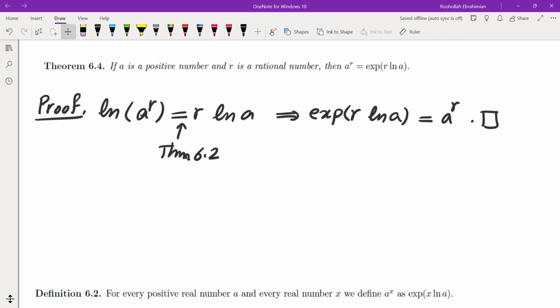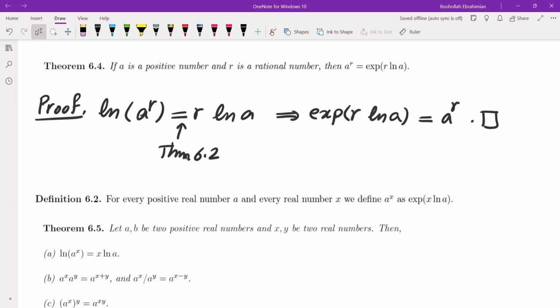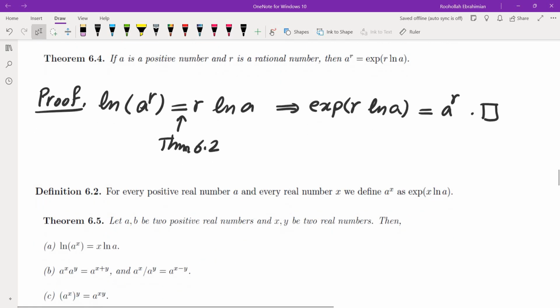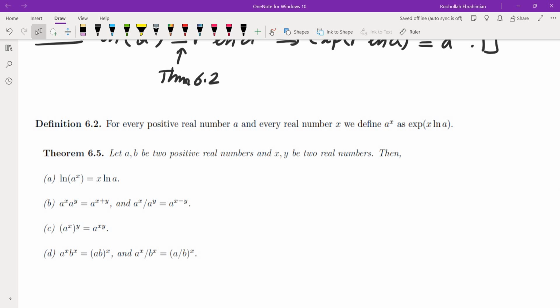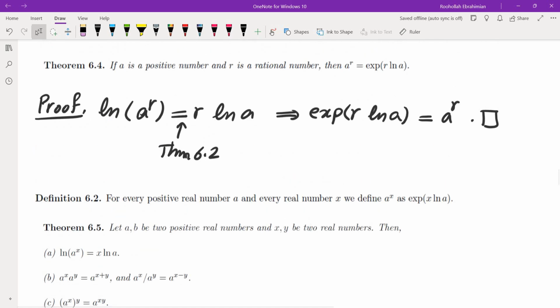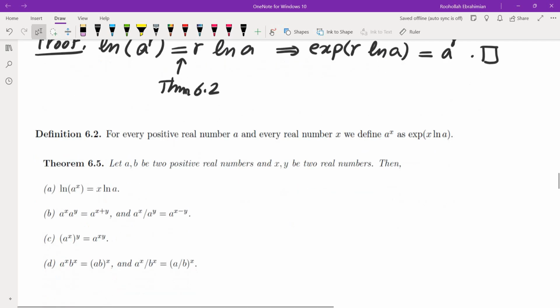So now that we know this equality holds for all rationals, we can state a definition for all real numbers. So if r is any real number, we are going to define a to the power of r as exp of r natural log of a. Okay. So that brings me to this definition. So for every positive real number a, we need the base to be positive because the domain of natural log is all positive real numbers. So we can define a to the power of x. This is the definition. A to the power of x is defined as exp of x natural log of a. That's just a definition.